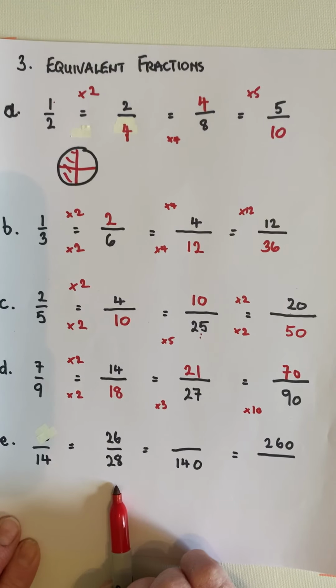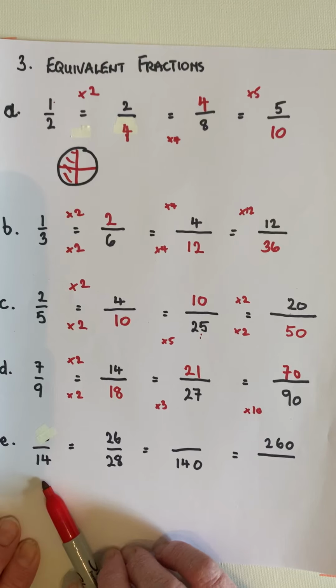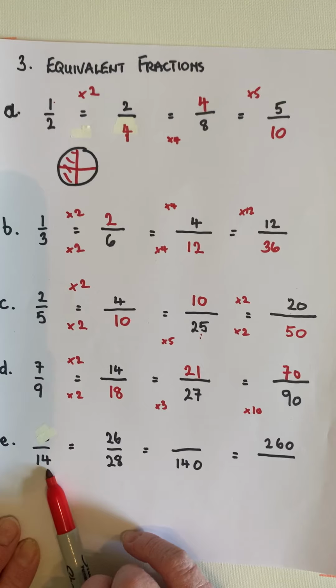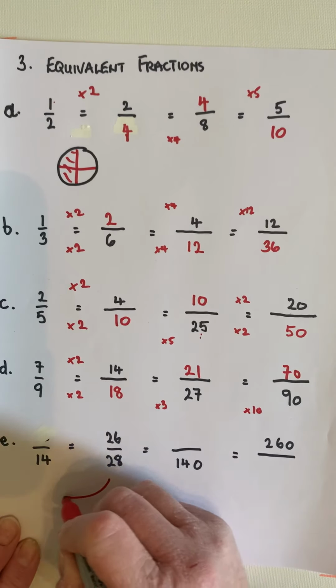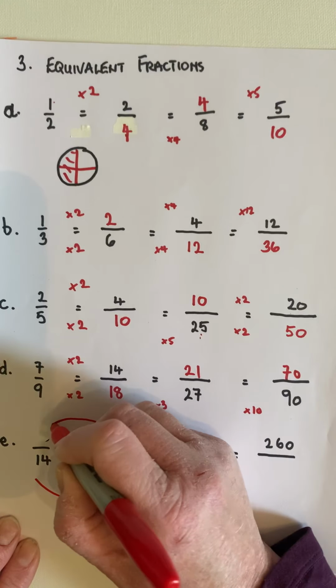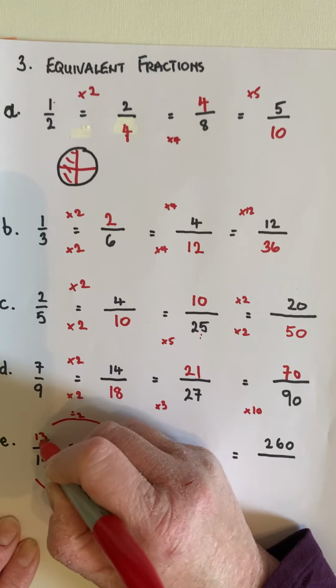Now in this part, E, the first fraction is incomplete. So we've got to look at the second fraction for our starting point. How do you get from 28 to 14? Well, this time you divide by 2. So I divide by 2 up top. 26 divided by 2 is 13.